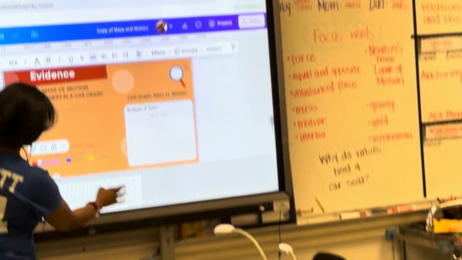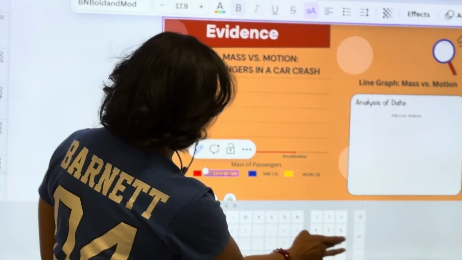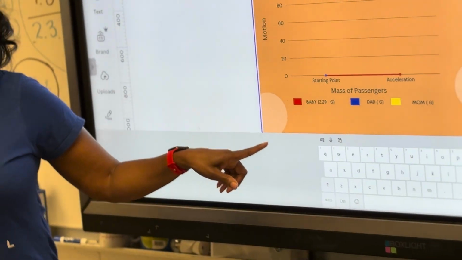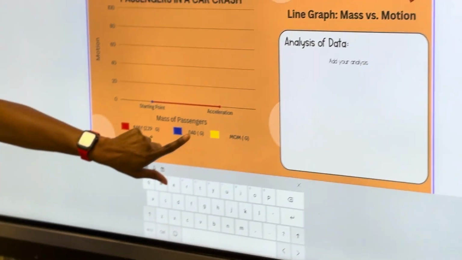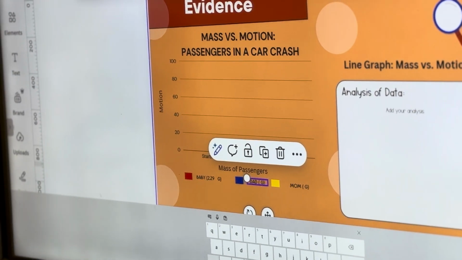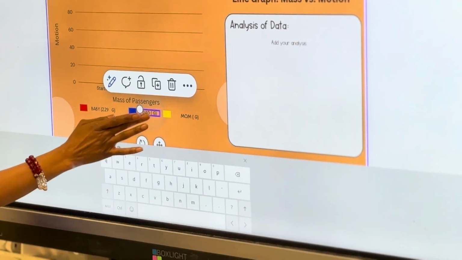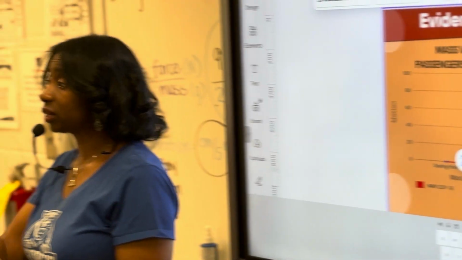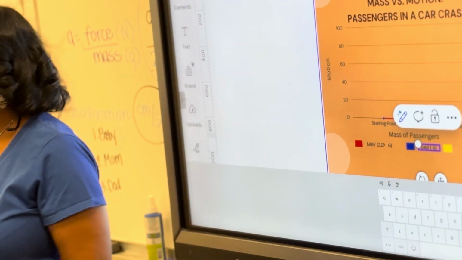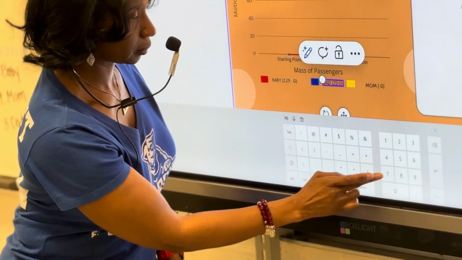2.39. I'm going to keep that there. I'm also going to enter the mass of the dad, and I'm going to enter the mass of the mom. So let me get someone to give me the mass of their dad. 21.7. Very good.